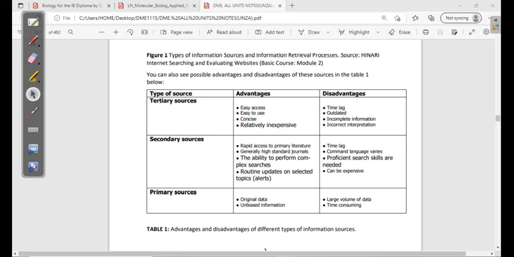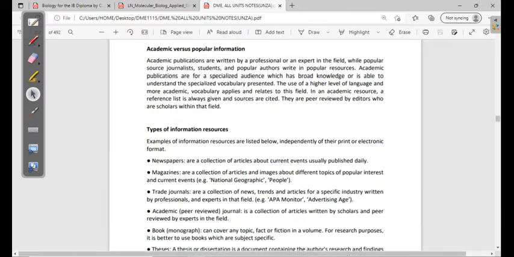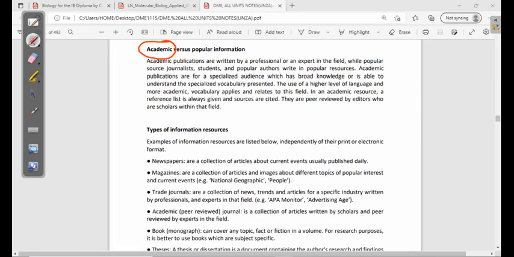So, we also need to understand academic and also popular information. As we can hear, academic information is the information that is presented in an academic sphere, more by experts in that sphere.